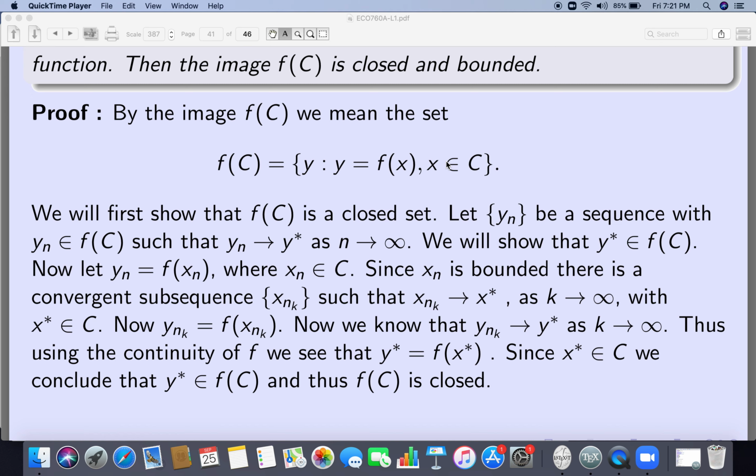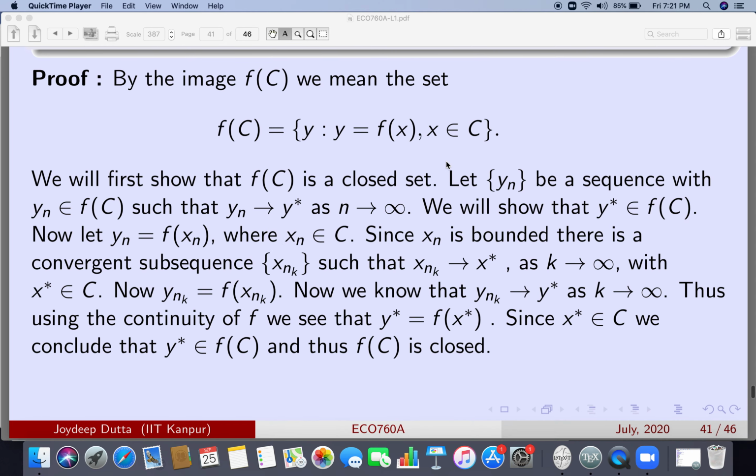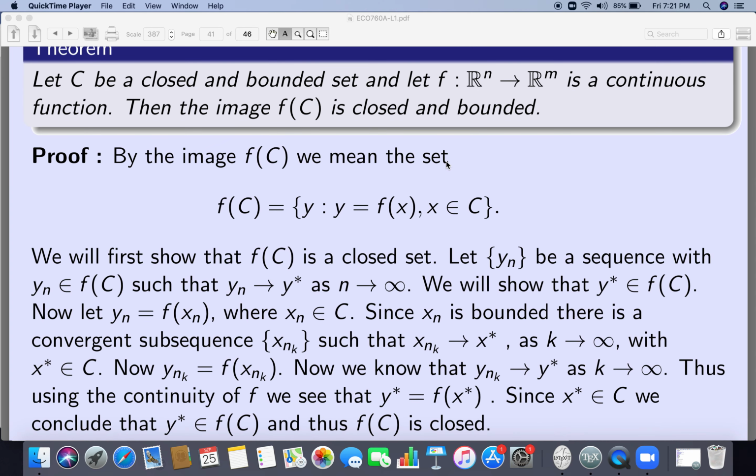So y star equals f of x star. By the definition of the image set, it is clear that x star is an element of C. If x star is an element of C, then f of x star is, since x star is an element of C, it is clear from the definition of Fc that y star is in Fc, and that is what we had to prove, and hence Fc is closed. So now we have to talk about the reverse one, right?